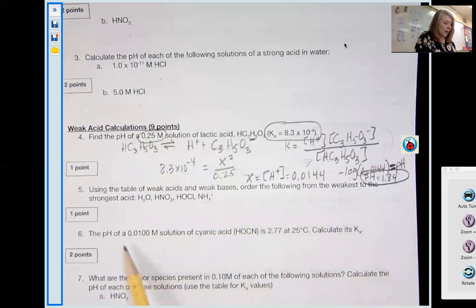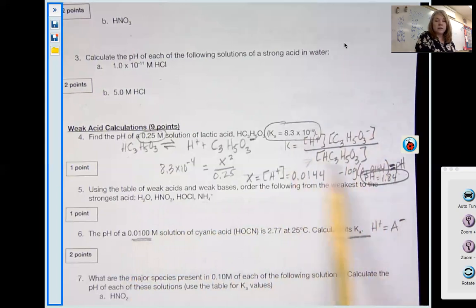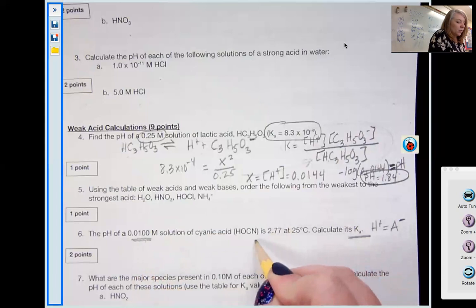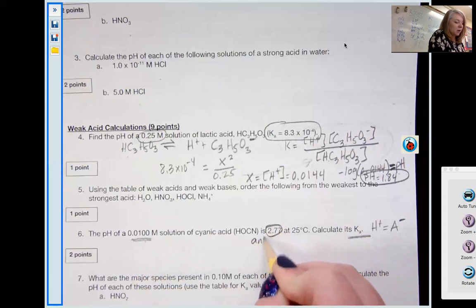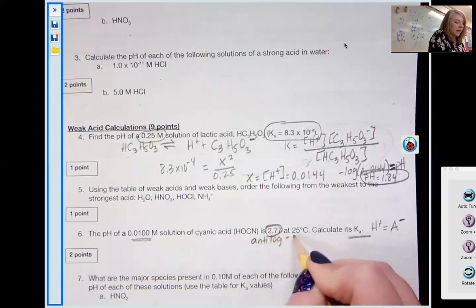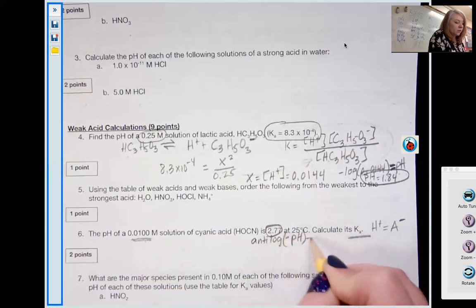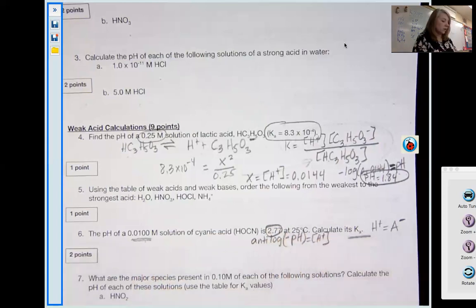If you have the pH on number 6, you can work backwards and calculate the Ka. Remember, if you know hydronium, then it's going to be the same as your anion. Those two things would be equal, and so you could plug those into your equilibrium expression, and they're giving you the concentration, which will be your bottom number. So work backwards. If you weren't here yesterday or Wednesday, then all you have to do is take the anti-log of a negative pH to get to your hydrogen ion concentration. And it's real easy to do with your calculator.